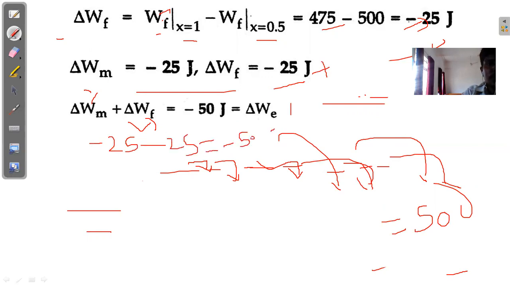Minus 50 joules. So we already found how much input energy is given to electrical source 1 and source 2. We get the answer here, that equal to minus 50 joules. So the answer is verified. The answer is correct.